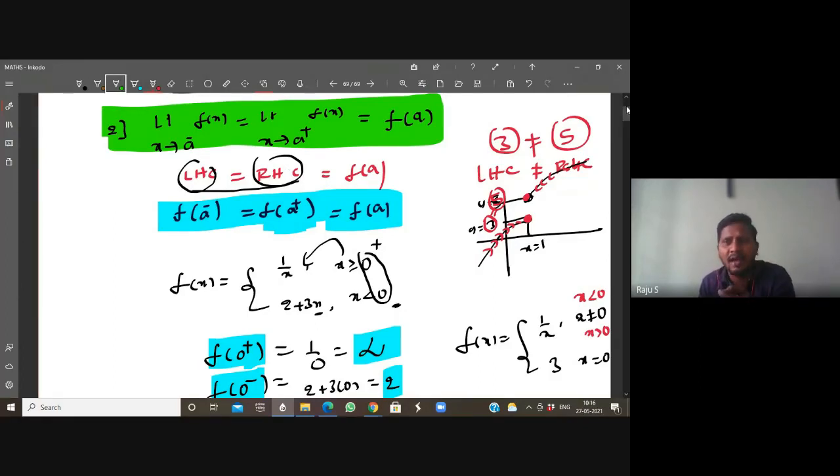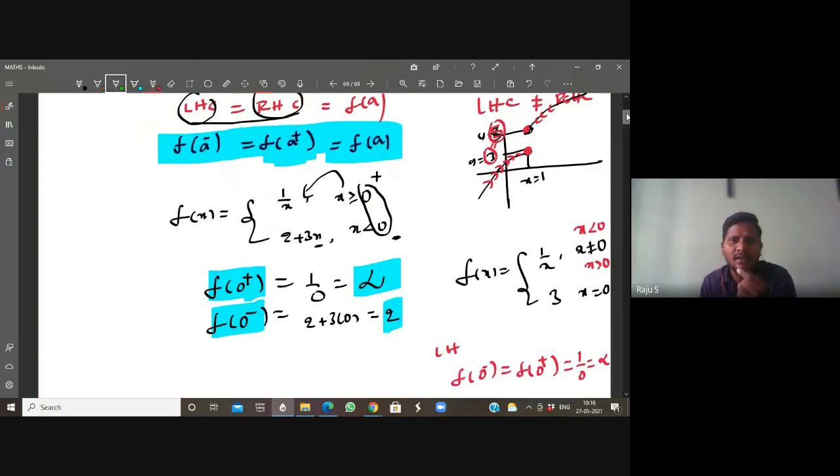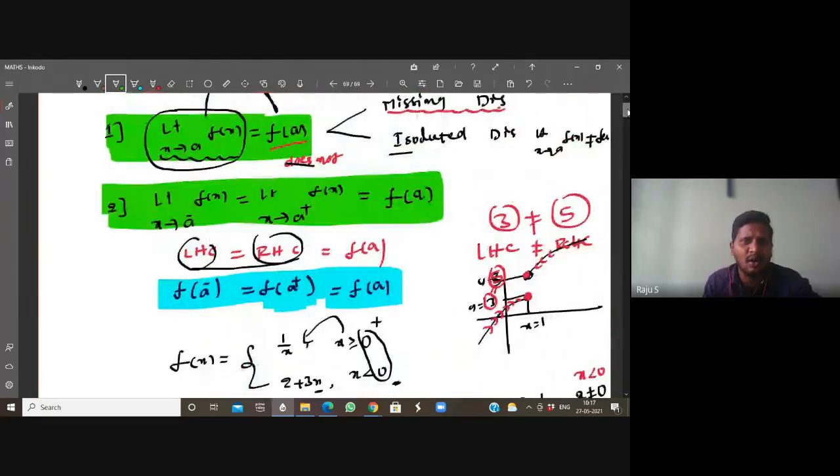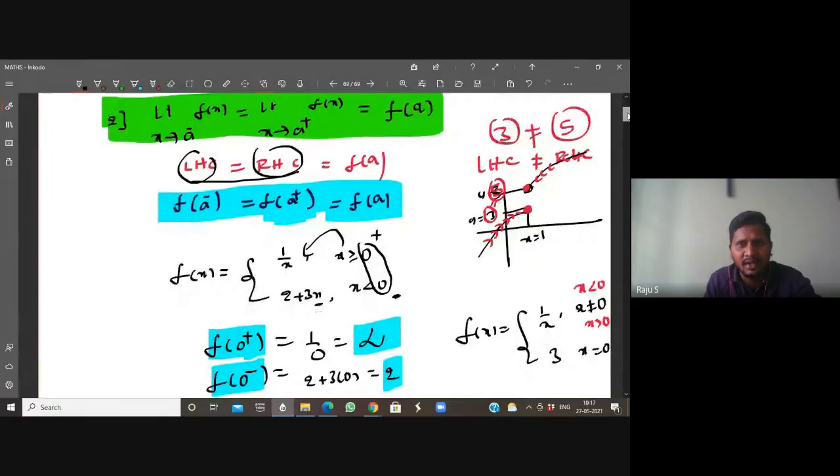At least one value is infinity. We already know that it is discontinuous, because only if the limit value is finite will it be continuous. But here we are getting infinity, so it is a discontinuity. What is the name of this? Infinite discontinuity. For example, here both limits are the same, but it should not be equal to f of a.